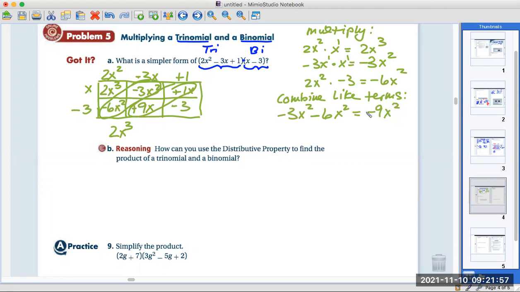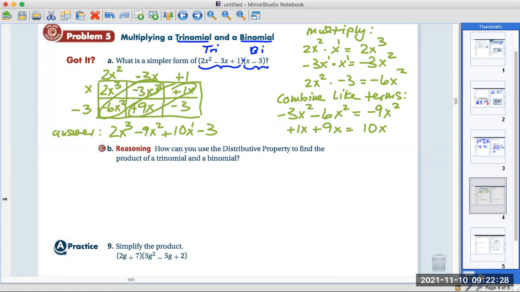Only write the power once: minus 9x squared, and then plus 1x, this one, plus 9x. Like terms, we're adding, it's simply 10x. Last is the number. It's a 4-part answer, 3, 2, 1, descending order. This is my answer.